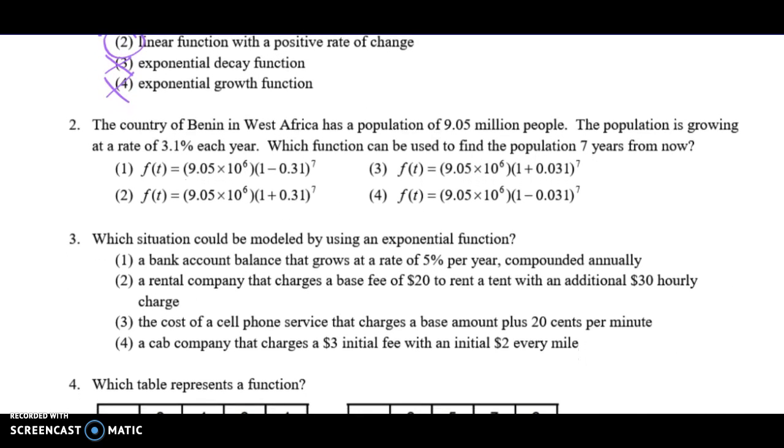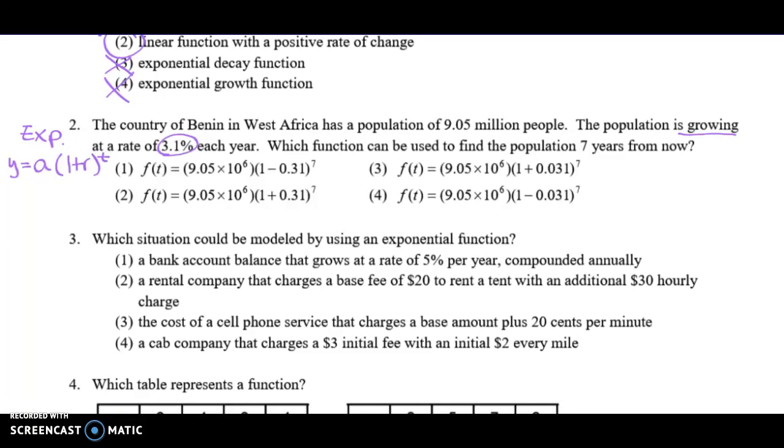Number 2, the country of Benin in West Africa has a population of 9.05 million people. The population is growing at a rate of 3.1% each year. Which function can be used to find the population 7 years from now? Seeing that percent there should make you think exponential. The fact that it is growing means it's exponential growth, so we should think the formula A times the 1 plus R to the T.